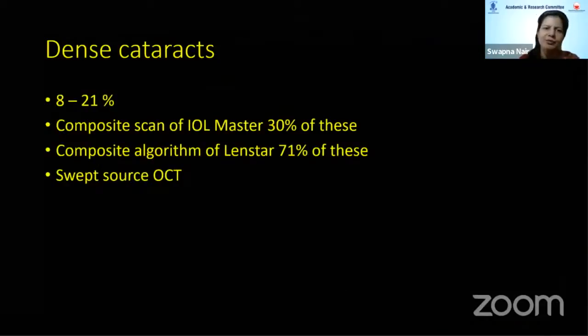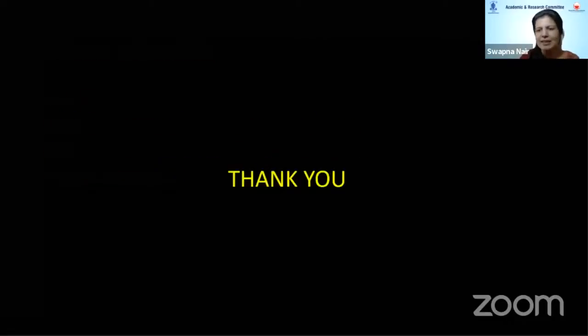And dense cataracts, of course, the composite algorithms of all optical instruments can calculate power. So it can be used even in dense cataracts. So this is basically to show that it is a truly universal formula. It has multiple factors factored in and therefore gives very consistent and persistently optimal results.